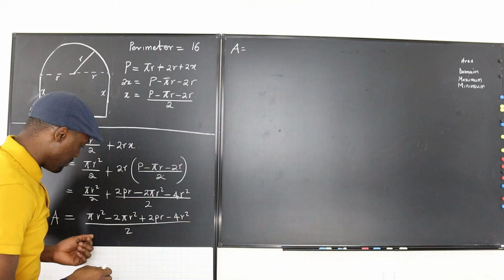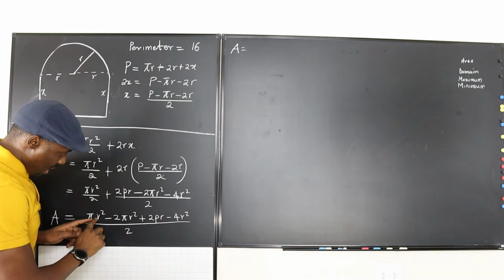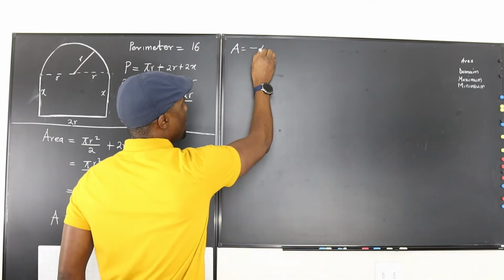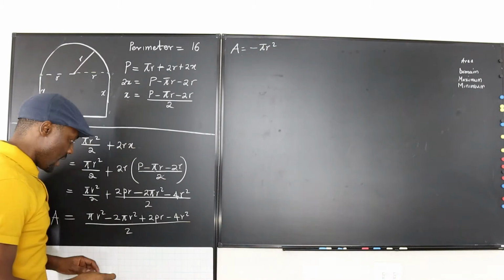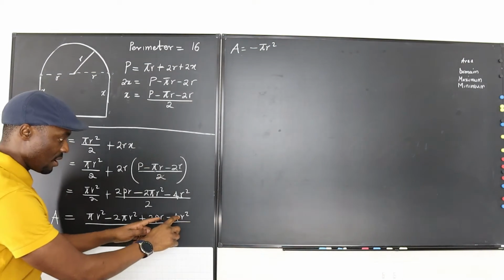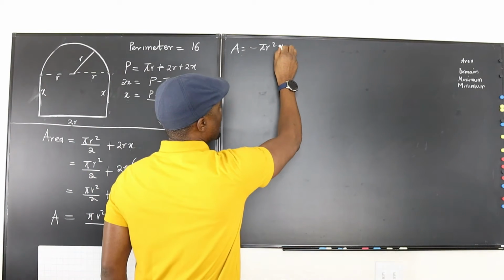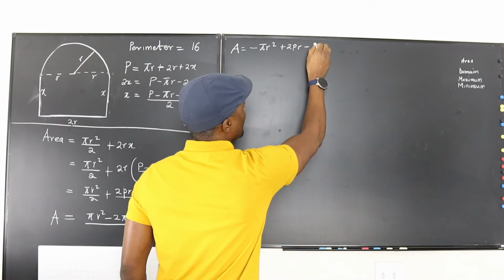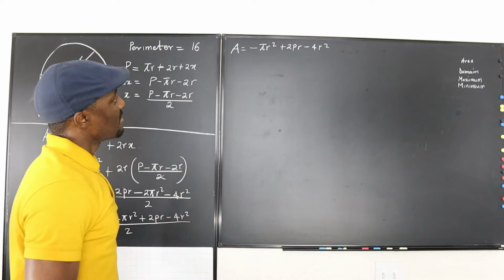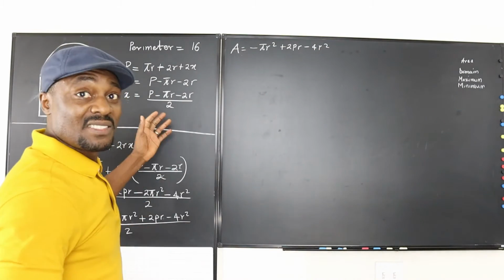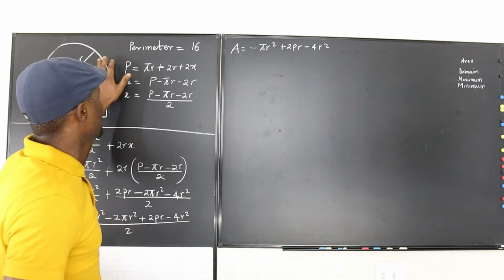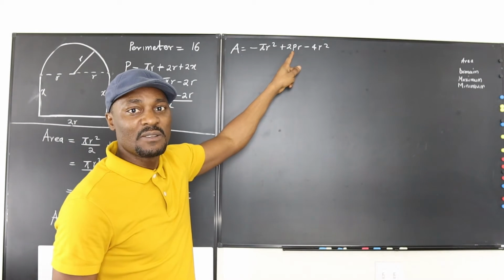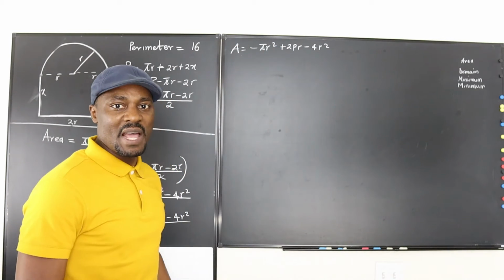Okay, so let's write the final thing here. So my area now will be, if pi r squared minus 2 pi r squared will be negative pi r squared. So we're going to have negative pi r squared, and we have plus 2pr minus 4r squared. Well, that's it. There's nothing else. Because this is specific to this question, they already told us what the perimeter is. It's 16. That's the only substitution I need to make. Otherwise, this is good as my answer.